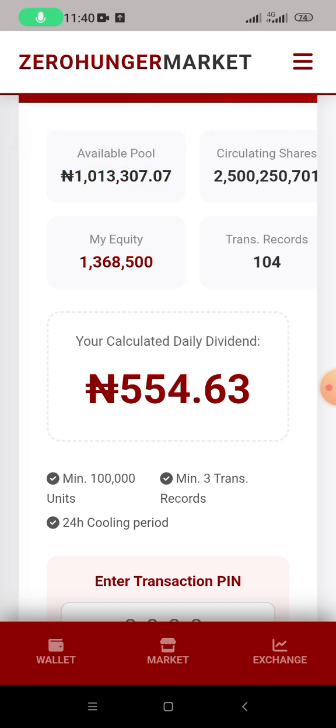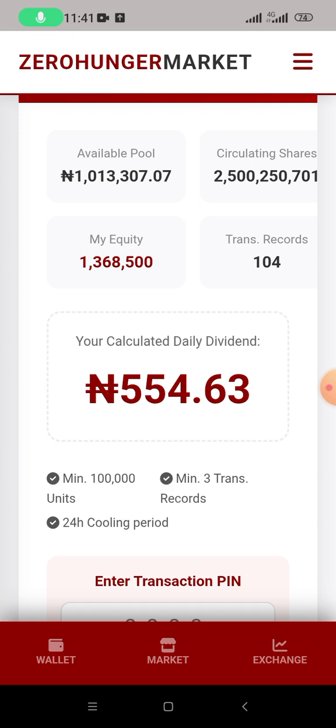So if Zero Hunger Market is generating more and more money every day, anything you do, you find out that this money keeps increasing. If I withdraw my dividend, this money will be minus. So it is a total collection of all the activities that are happening in Zero Hunger Market. So it can increase or decrease.